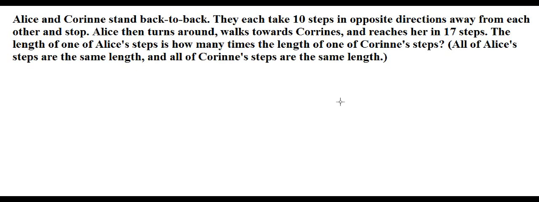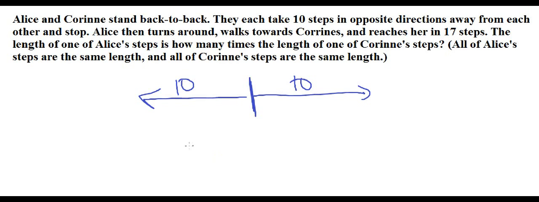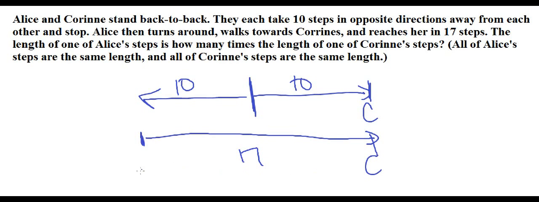Okay, go ahead and start the time now. Okay, so they start back to back here. Alice walks 10 in this direction, Corinne goes 10 in this direction. Then Alice starts here and walks 17 to get to Corinne, who is here.